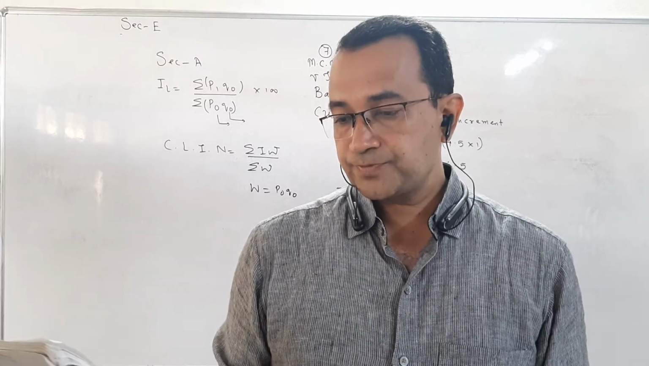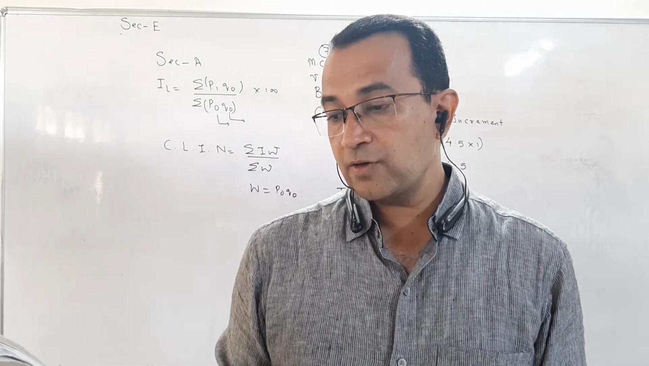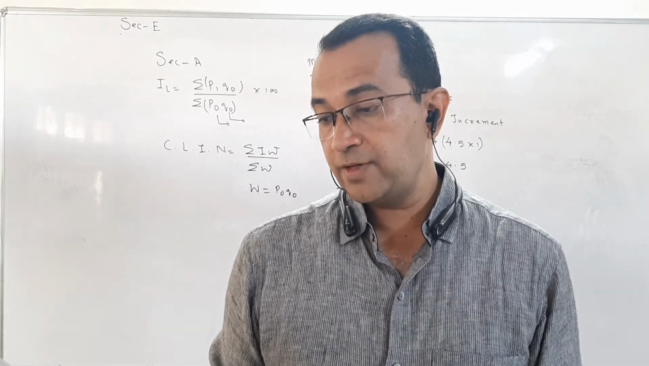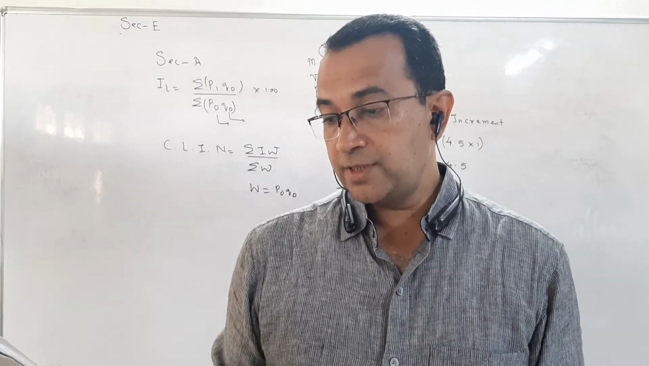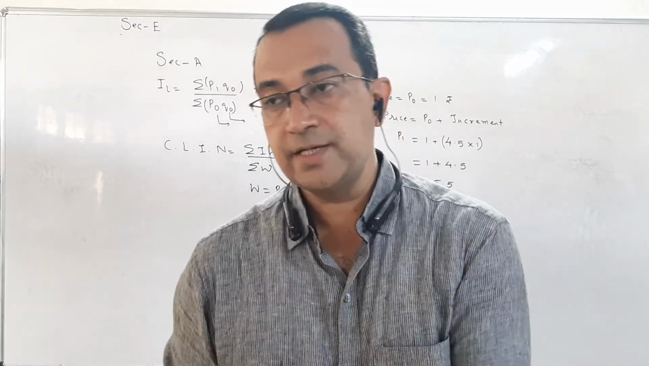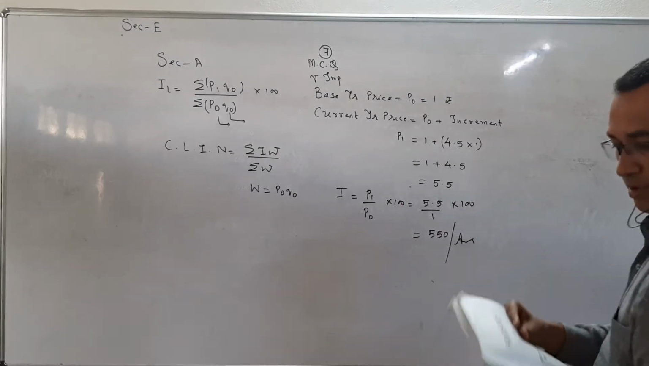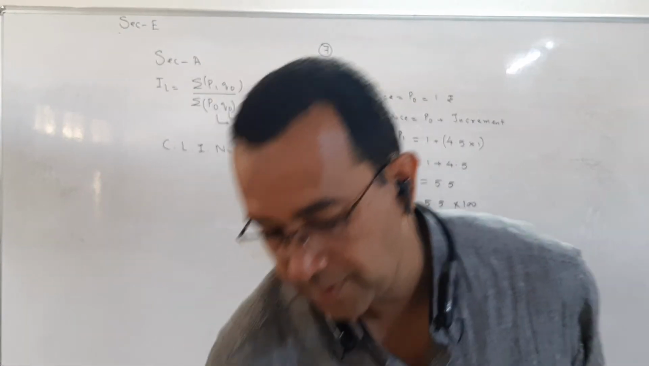Now 8. If the purchasing power of money is 0.75 in the year 16 with respect to the base year 15, then what will be the price index number? Okay, students, let us erase and write.